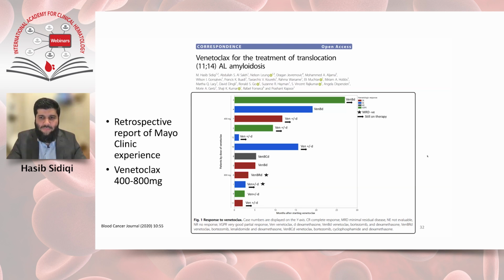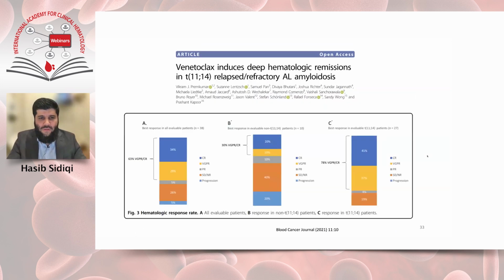And what you can see is that there are a significant number of patients that are able to achieve deep sustained responses, even MRD negativity in some cohorts. This was further highlighted by this multi-center retrospective study that looked at over 40 patients from 14 different institutions across the United States and Europe. And what we find is a CR and VGPR rate of 63% in this cohort. So really deep responses are achievable with venetoclax-based regimens.